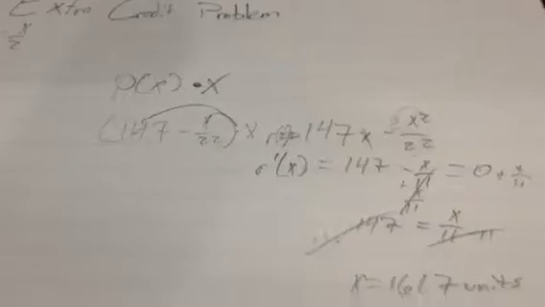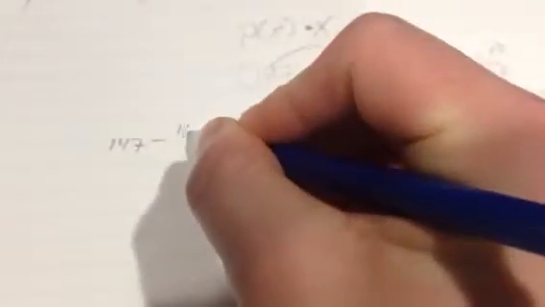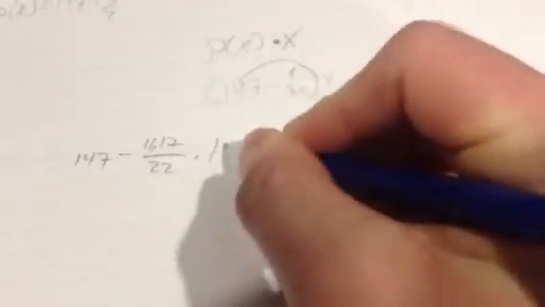Now, I know you're saying, how do we know what the max revenue is that it gives you? Well, plug it into your formula that you came up with for revenue, which is P of X times X. So, you're going to plug in the 1,617 units. It will be 147 minus 1,617 over 22 times 1,617. It should look like so. R of 1,617 equals that.